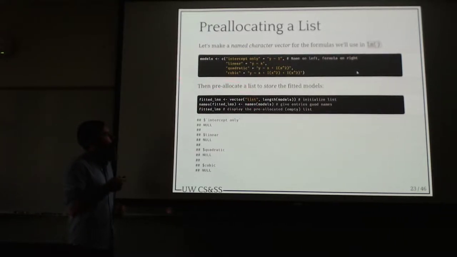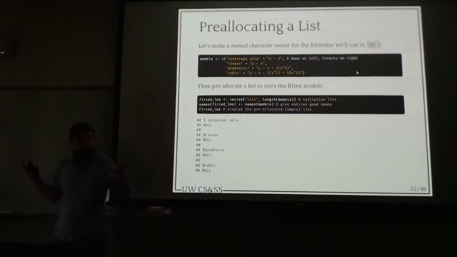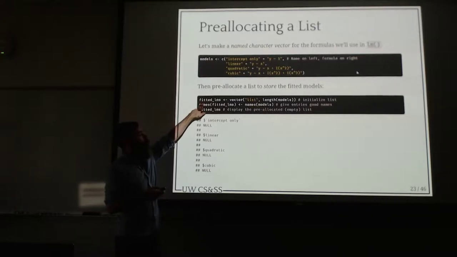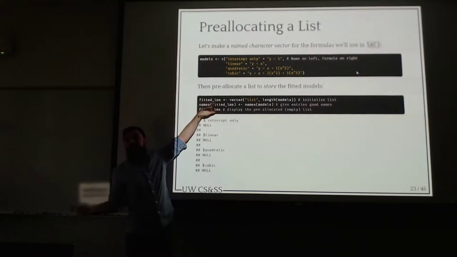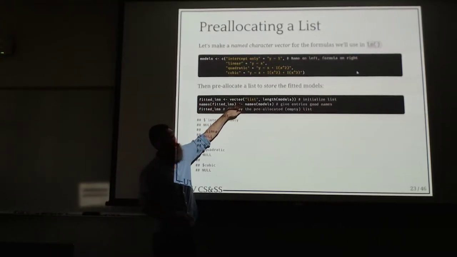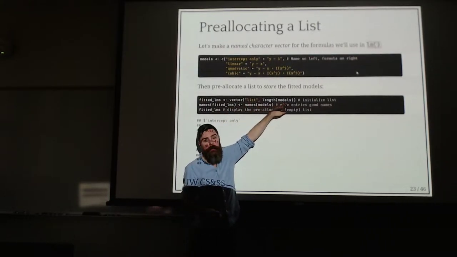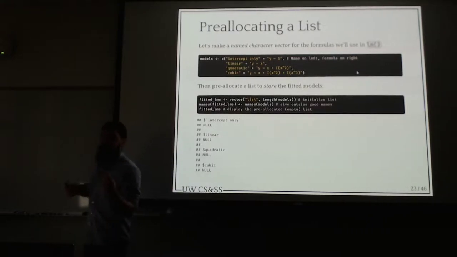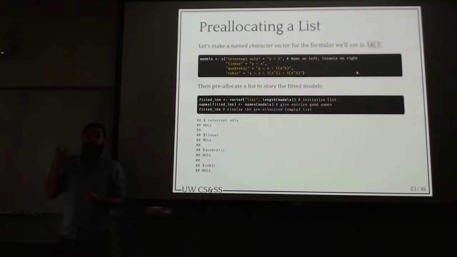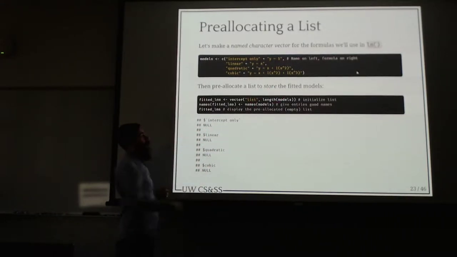Okay, we're going to pre-allocate a list to store the models. To do that, I say we're going to create an object called fitted lms, or fitted linear models, equal to some kind of vector. The vector type is a list. Its length is equal to the length of models. So now we have an empty list. It contains nothing, but it has four elements, one for each model that we're going to fit.